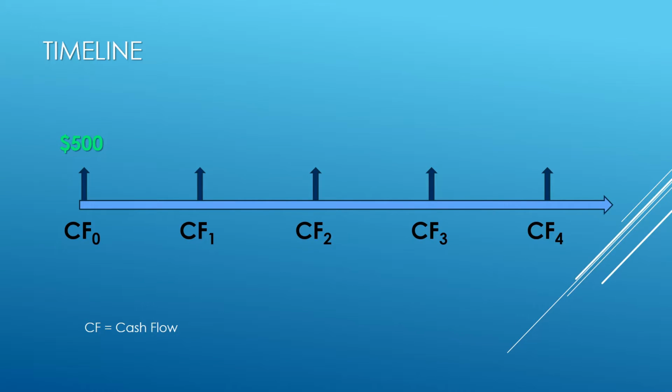To get from cash flow 0 to cash flow 1, you need to multiply your investment by the 10% interest earned. So once a year goes by, you will have earned $50 in interest, so your investment will now be worth $550 instead of just the $500 that you started with.